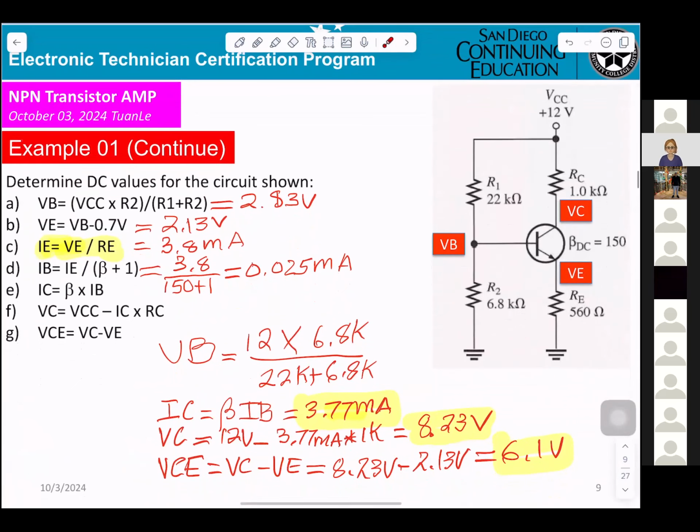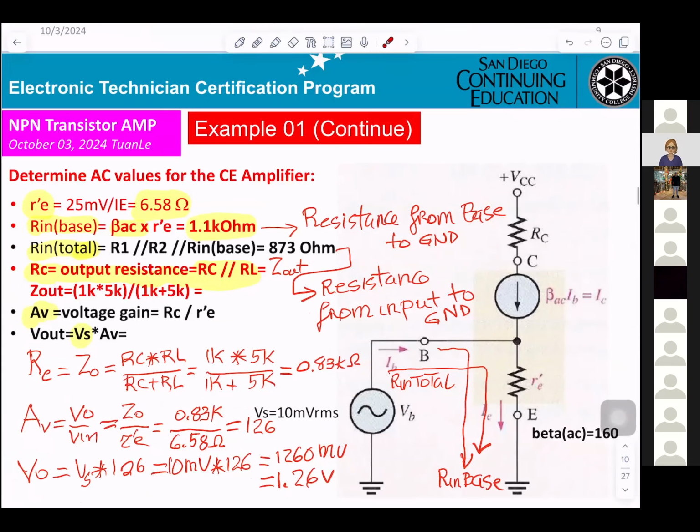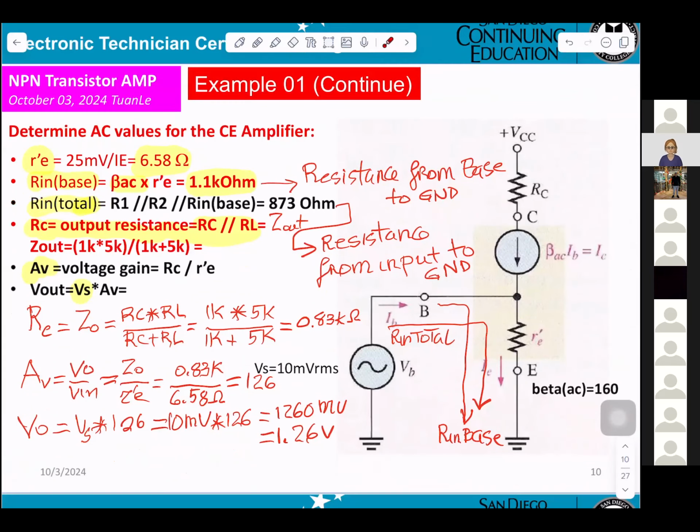Okay? And this is very important for every technician. Basically, they're using the voltage divider, DC, to make the transistor work. All the calculation here, you guys have to go through it. And this is for the AC, for the amplifier.